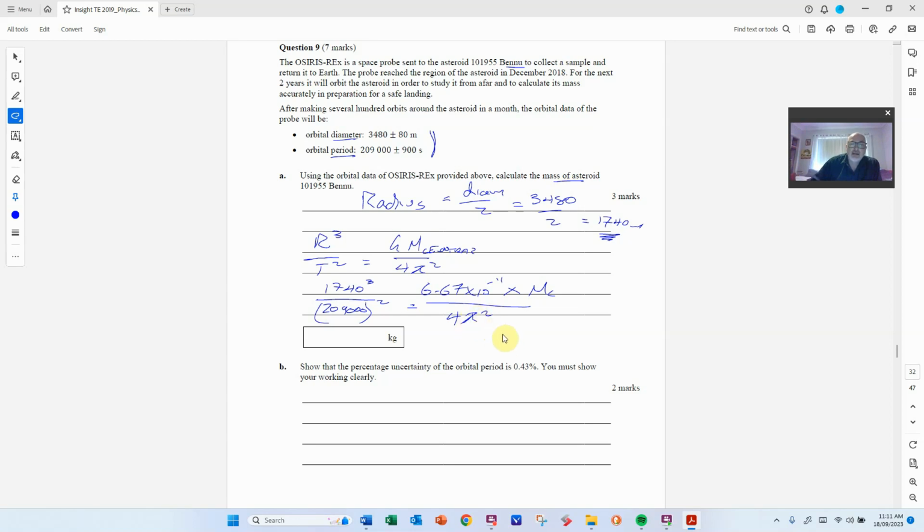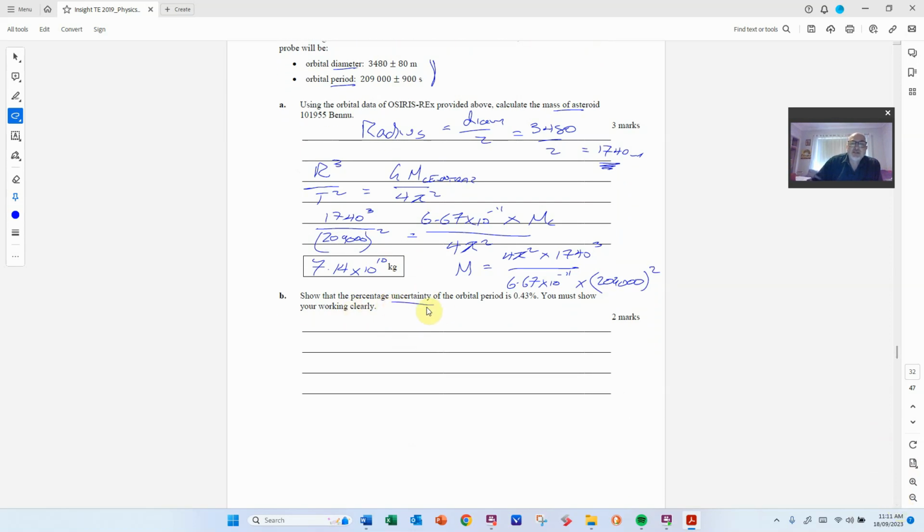Rearranging all of that, you end up with mass is equal to 4 pi squared times 1740 cubed over 6.67 times 10 to the neg 11 times 209,000 all squared, and that gives us a mass of 7.14 times 10 to the power of 10 kilograms.